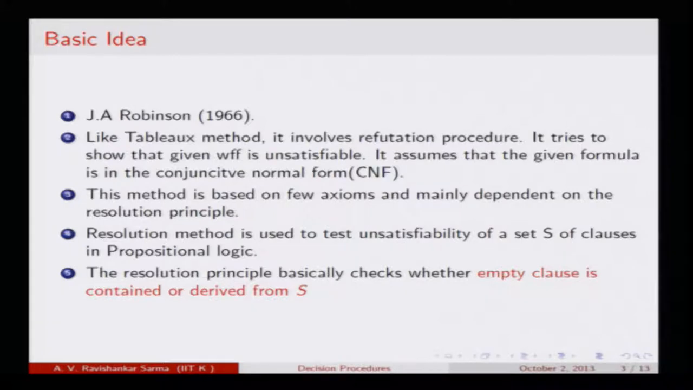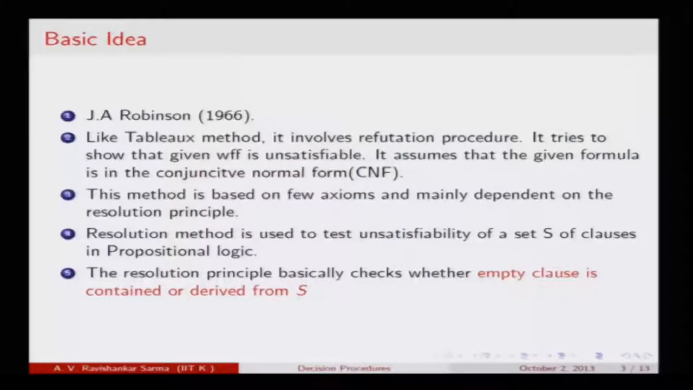So the semantic tableaux method involves a refutation procedure. That means you are trying to construct a counterexample. In this method we try to show that a given well formed formula is unsatisfiable. So in the semantic tableaux method, we denied the conclusion and then came up with a branch closure. That means we have established the unsatisfiability of a given well formed formula.